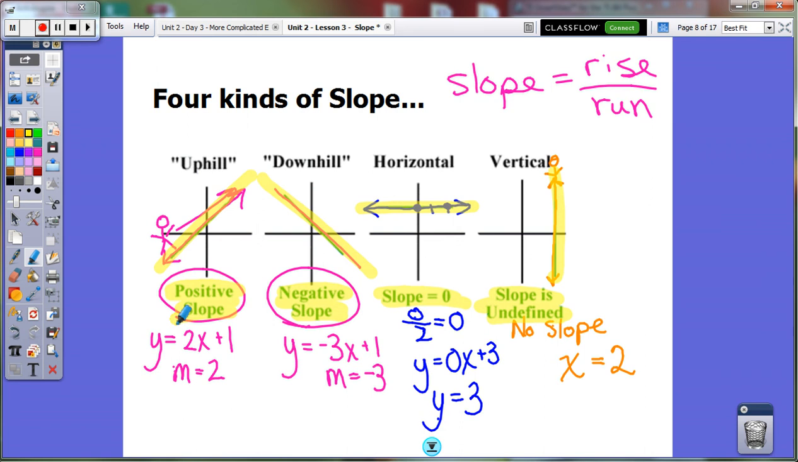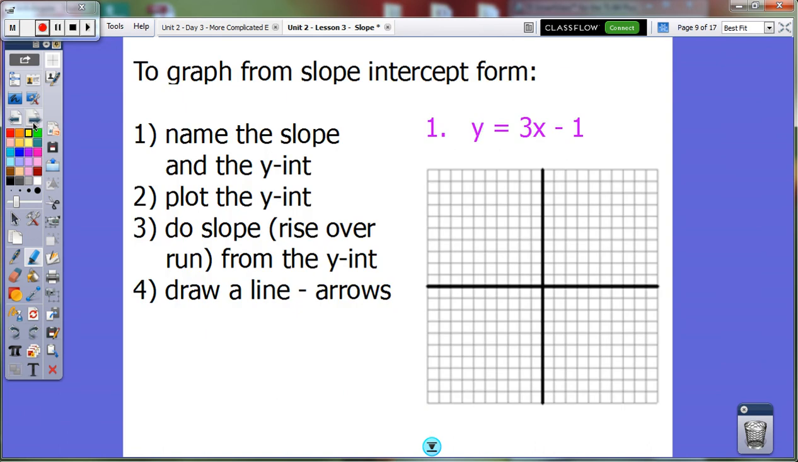Now, can we take that information and add it to what we've already learned to be able to graph a line? Guys, you see the graph on this page. You are going to need graph paper in order to do this.